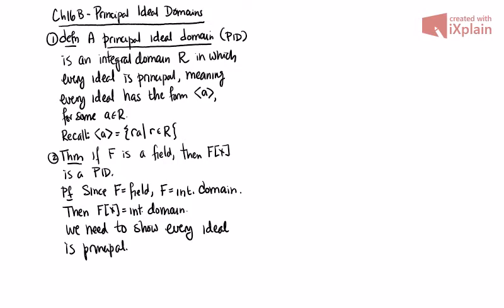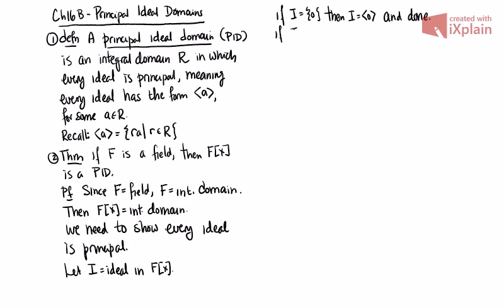So I'm going to pick an ideal. Let I be an ideal in F[x]. So one of two things is true. Either it just contains 0, the 0 element, or it doesn't. Right? So if it just contains 0, then we could say that it's generated by 0, and we're done.